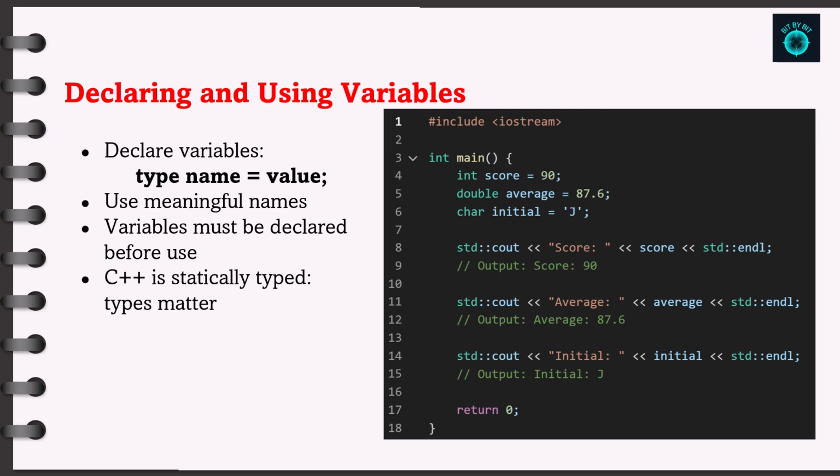This creates an integer variable named score with the value 90. Always use meaningful names so your code is easier to understand. For instance, use temperature instead of just x. C++ is a statically typed language, which means each variable's type is fixed. You can't assign a decimal value to an int variable or a string to a bool. This helps catch bugs early.